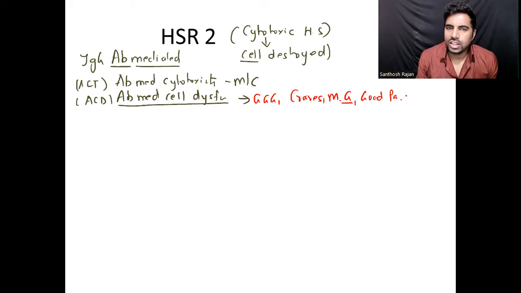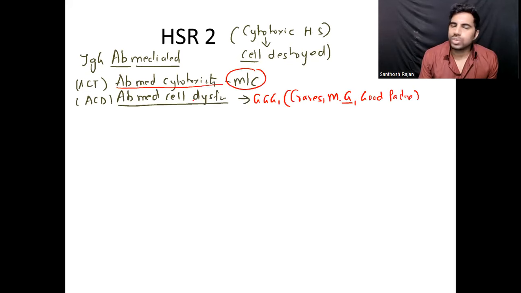That's it. All the rest of the diseases are antibody mediated cytotoxicity, the most common. But only a few things are due to antibody mediated cell dysfunction. They are three G's: Graves, Myasthenia gravis, Goodpasture. That's it. This is all you need to remember. Now let's go to the shortcut.